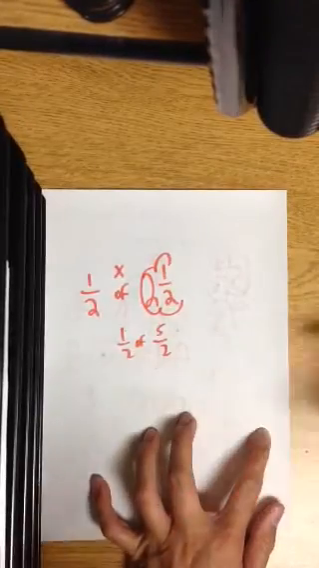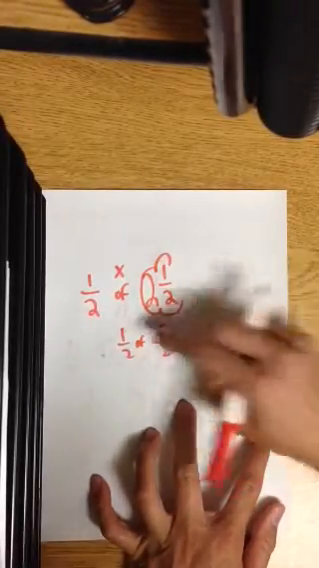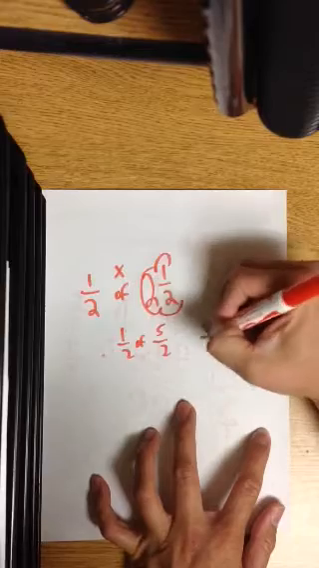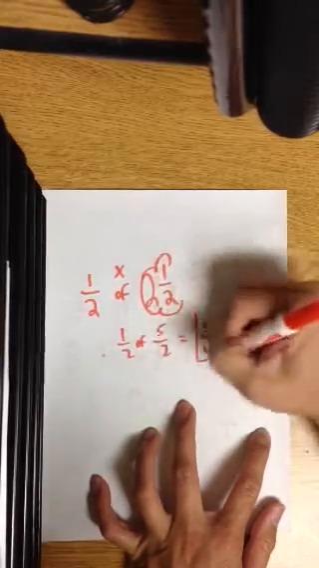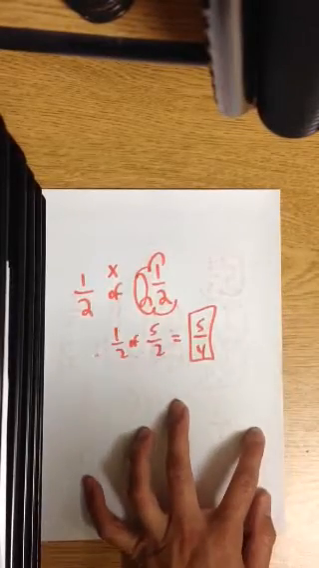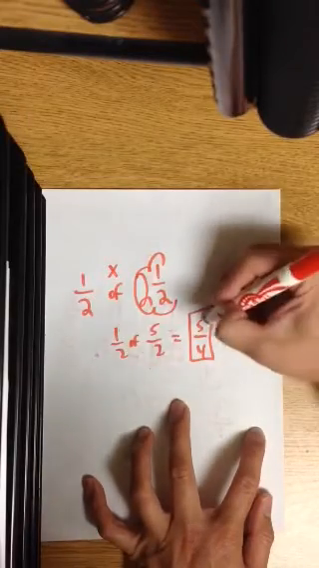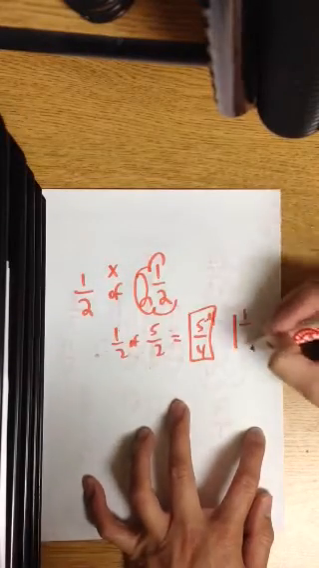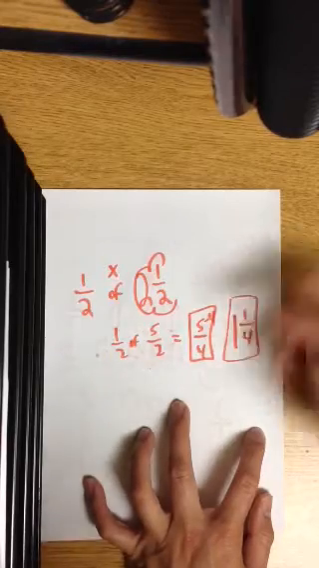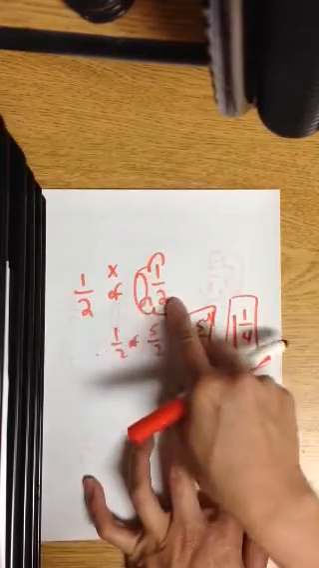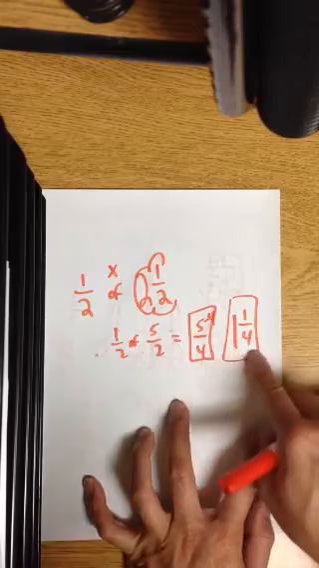So what's 1/2 of 5 halves? Oh, top times top, 5. 2 times 2 is 4, so 5/4. But it's improper. Can 4 go in 5? 1 time. What do you have left over? 1 and the numbers. So the answer, 1/2 of 2 1/2 is 5/4 or 1 1/4.